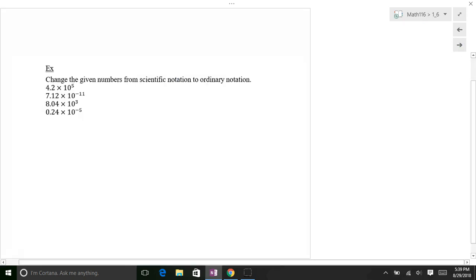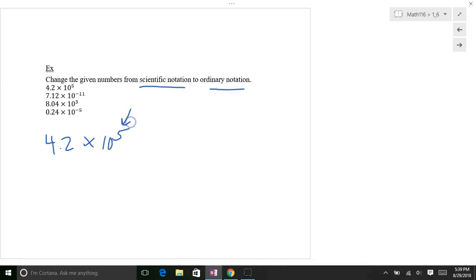All right, I actually think these ones might be easier where you're going from scientific to ordinary. So 4.2 times 10 to the 5th. This is saying just go right 5, because we're multiplying this thing by 100,000. It's like 4.2 times 100,000. So take that decimal, right 5. 1, 2, 3, 4, 5. 420,000.